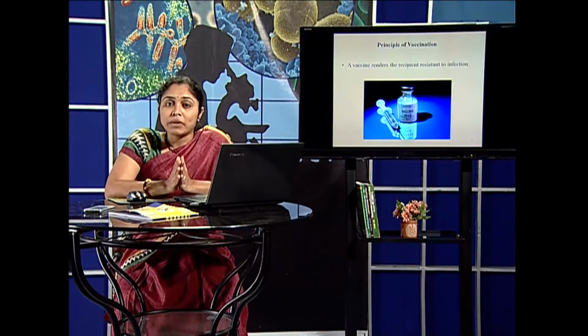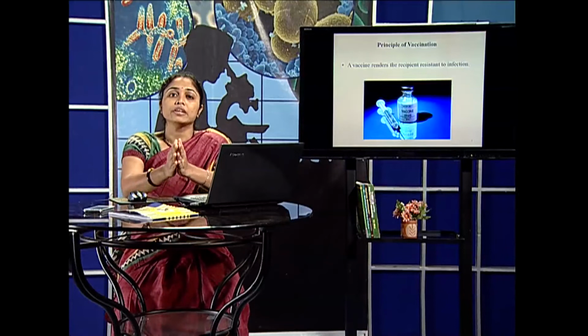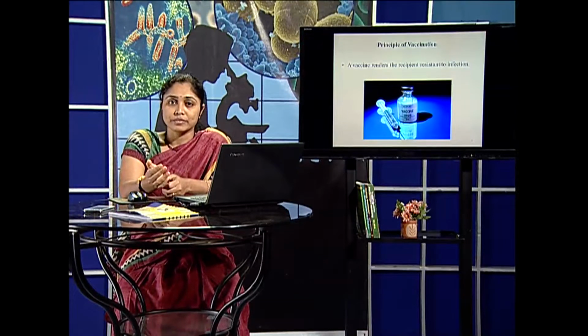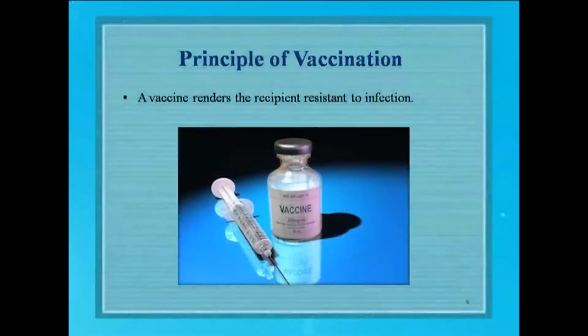Now, a vaccine is a biological preparation which protects us from a disease. A vaccine contains an agent which resembles an organism or part of it, and when taken it activates the immune system. Now I will tell you the mechanism of vaccination.